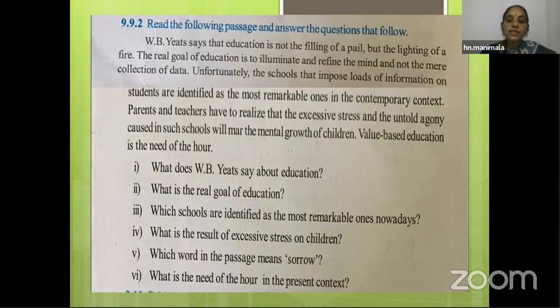So, which word in the passage means sorrow? What is the word? Agony. So, what is the word? Agony. That means sorrow. What is the need of the hour in the present context? So, value-based education is the need of the hour. Some answers will be direct, so in some passages the answers will be direct. Here, most of the answers are direct. So sometimes it won't be. Suppose if the question, you have to reason and think and answer.